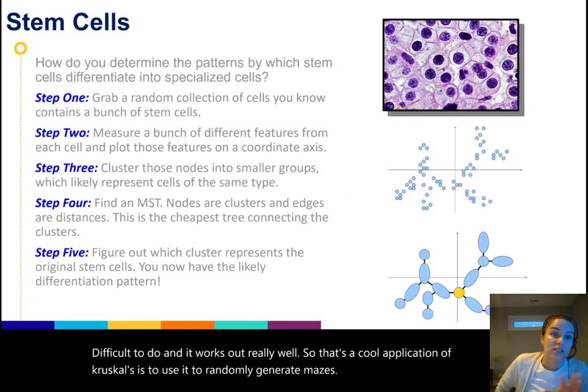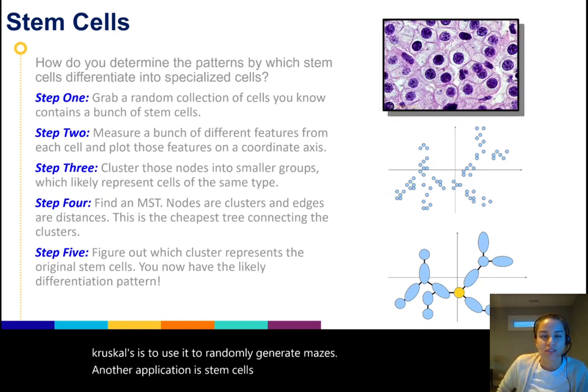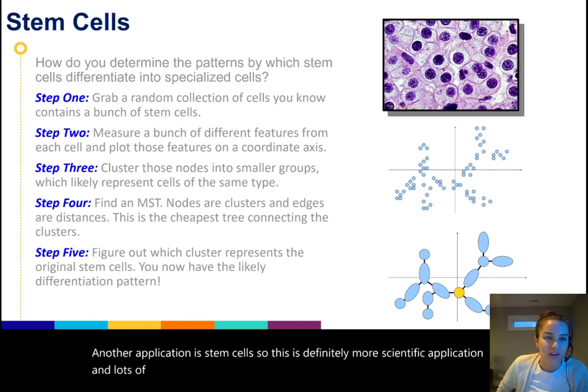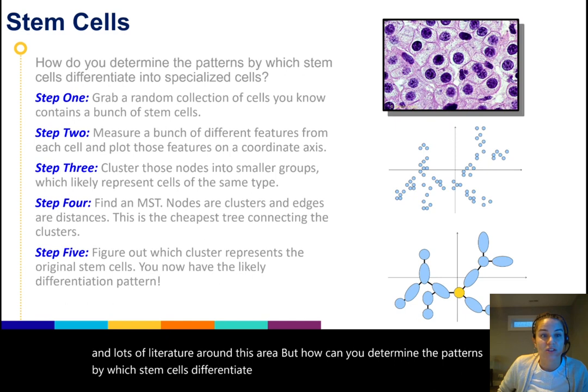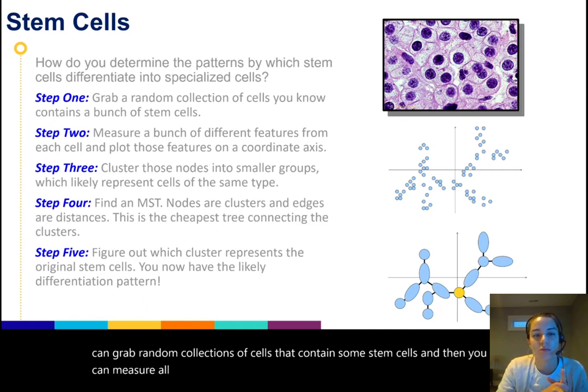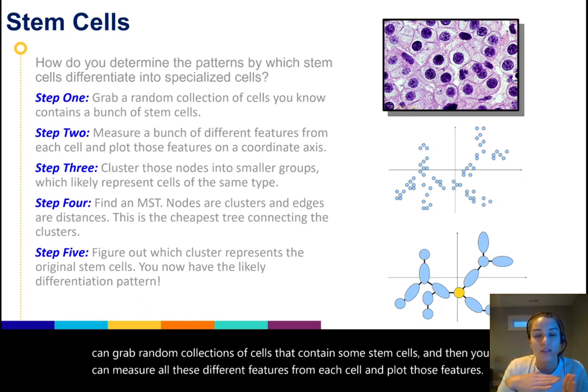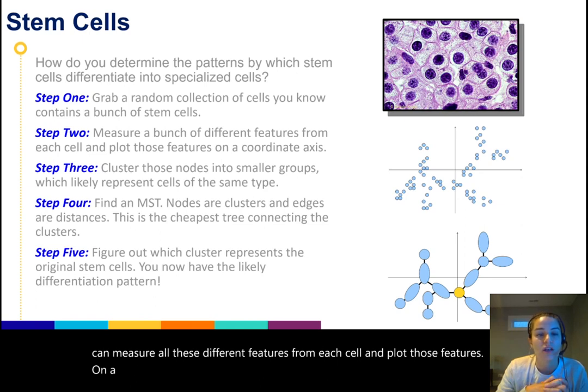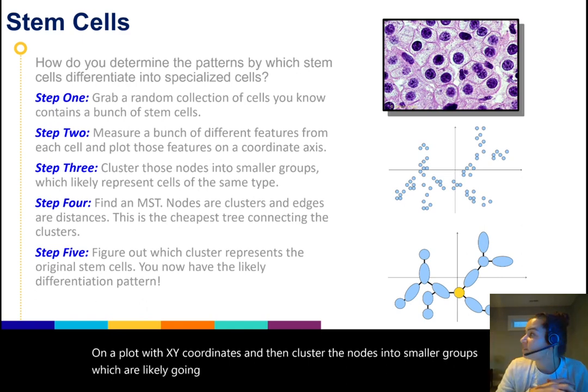Another application is stem cells. So this is definitely a more scientific application, and there's lots of literature around this area. But how can you determine the patterns by which stem cells differentiate into specialized cells? So the basic idea is you can grab random collections of cells that you know contain stem cells, and then you can measure all these different features from each cell and plot those features on a plot with x, y coordinates, and then cluster the nodes into smaller groups, which are likely going to represent cells that have a similar type. And then basically find an MST.